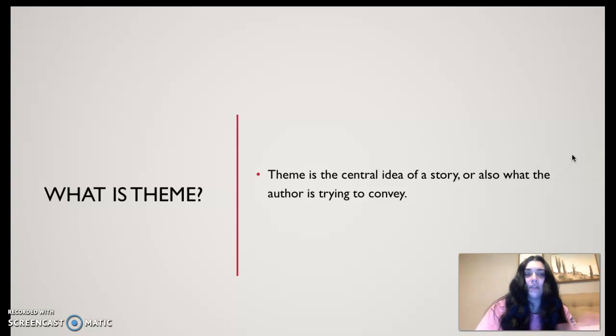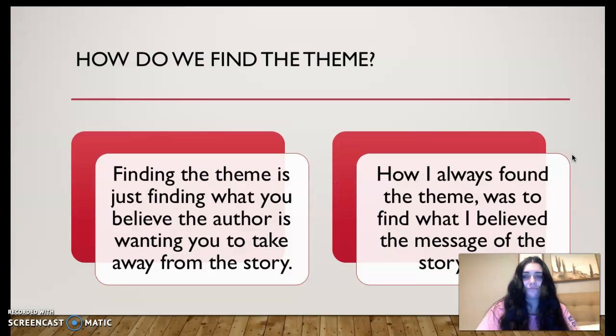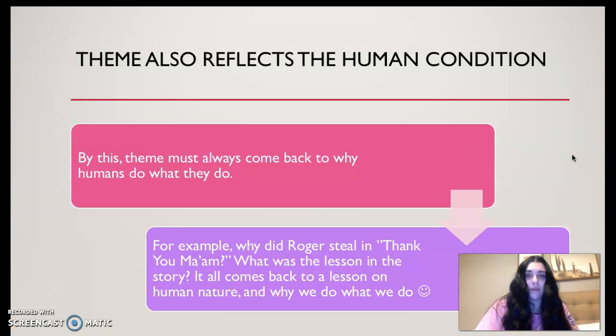And so now we're going to get into the lesson after reading. So what is theme? Theme is the central idea of a story, or also what the author is trying to convey or get you guys to take away from this story. So how to find the theme is not really looking for it. You're going to read and you're going to find key points that the author is wanting you to take away from this story. And how I always found the theme was to find what I believe the message of the story was. Every story has a message, just like Thank You, Ma'am.